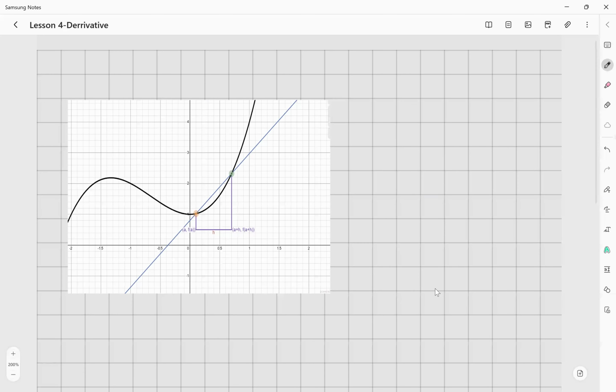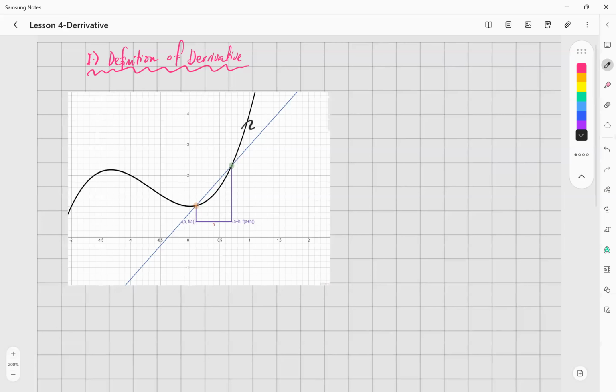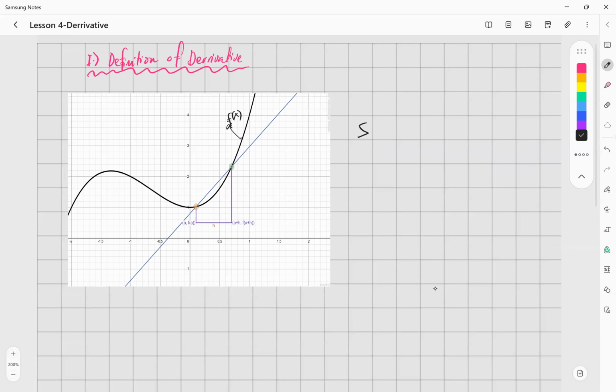Okay, so today's topic number 1 that we are going to be focusing on is the definition of derivative. Now that you understand this very important definition, I will run a simulation for you. So basically, this is your function f of x, and you want to find the slope of this blue line over here.